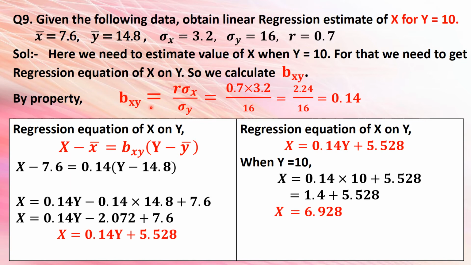Now we can find the regression equation. Form the regression equation as x minus x bar is equal to bxy into y minus y bar. That is, substituting the values of x bar, y bar and bxy, we will get the equation as x is equal to 0.14y plus 5.528. Now using this equation, we can estimate the value of x when y is equal to 10. So x is equal to 0.14 into 10 plus 5.528 is equal to 6.928.